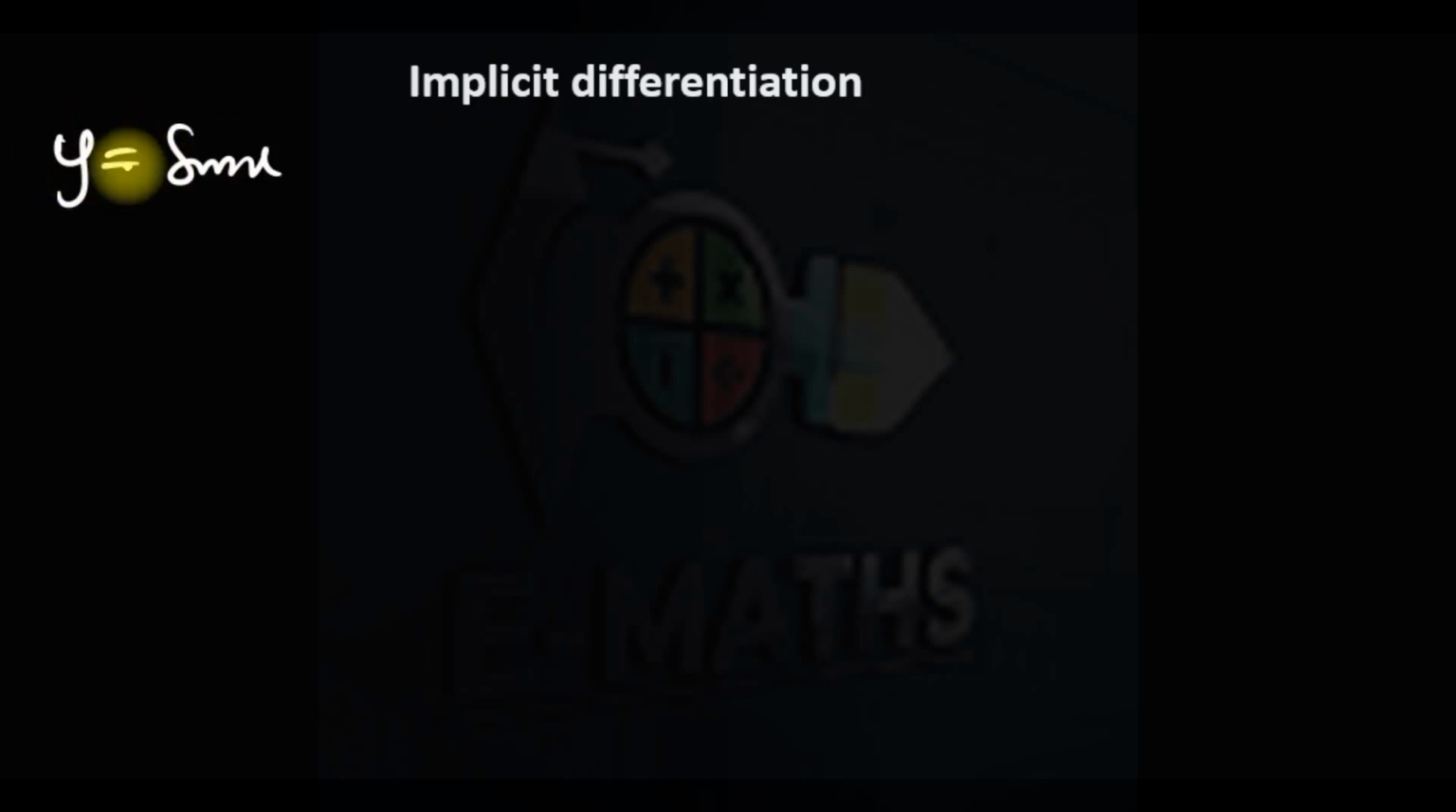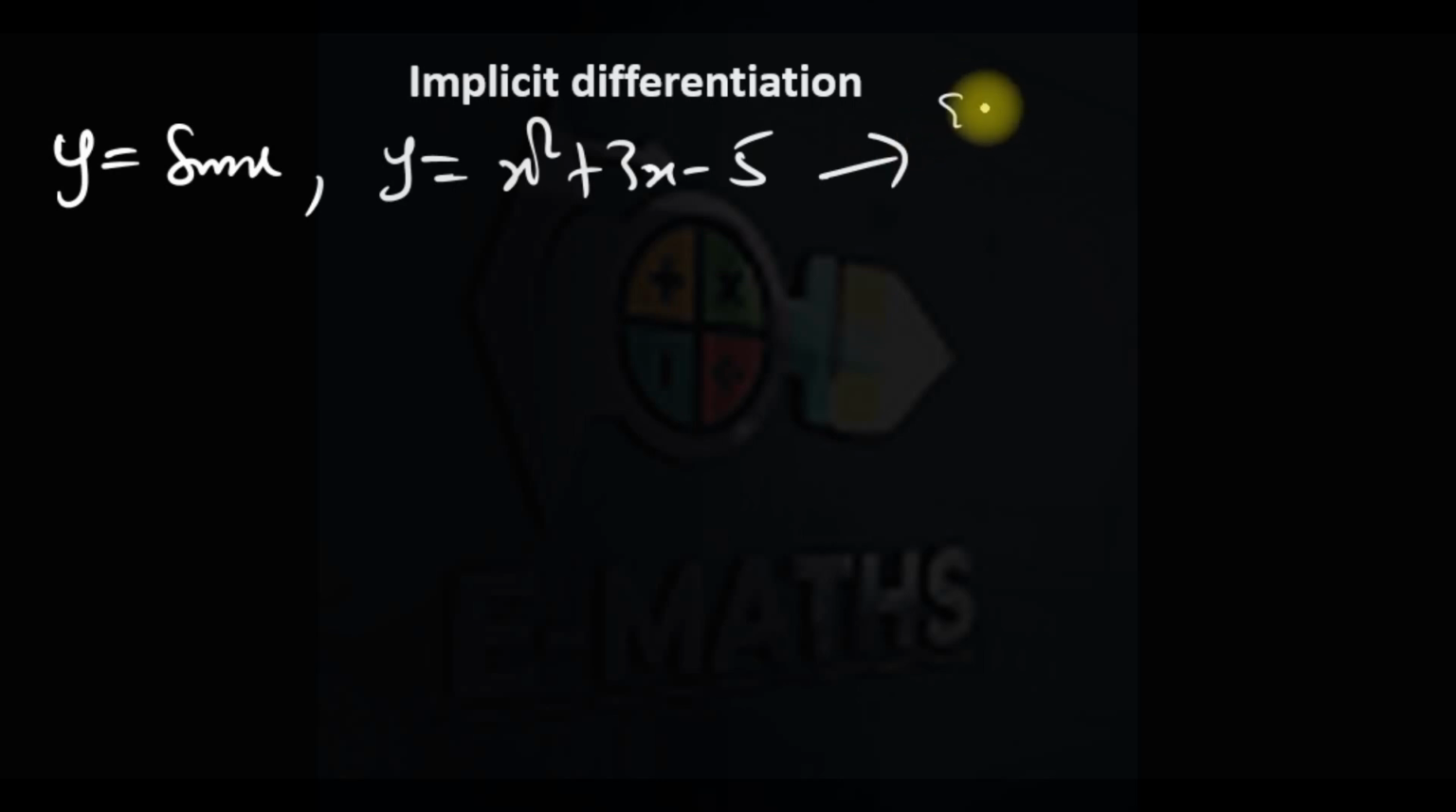We made y the subject of formula. Maybe if you have y equal to x squared plus 3x plus something. So here, y is written explicitly. But in implicit differentiation, we'll write both x and y together.